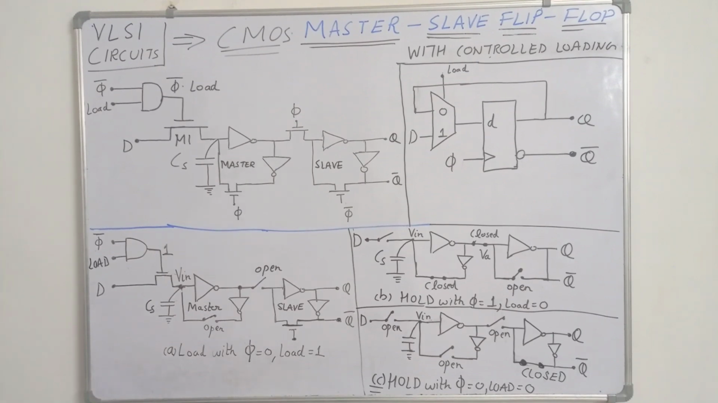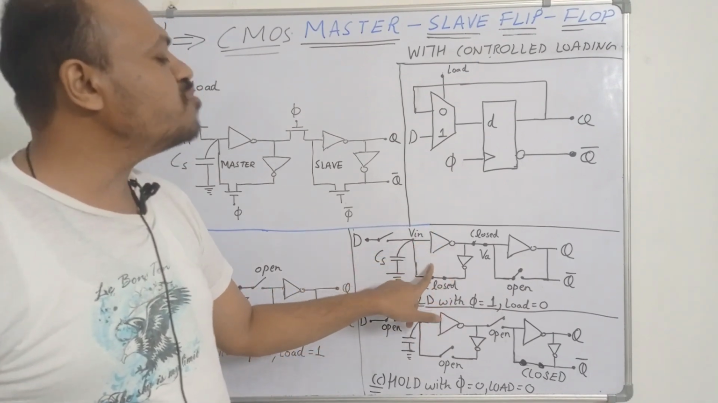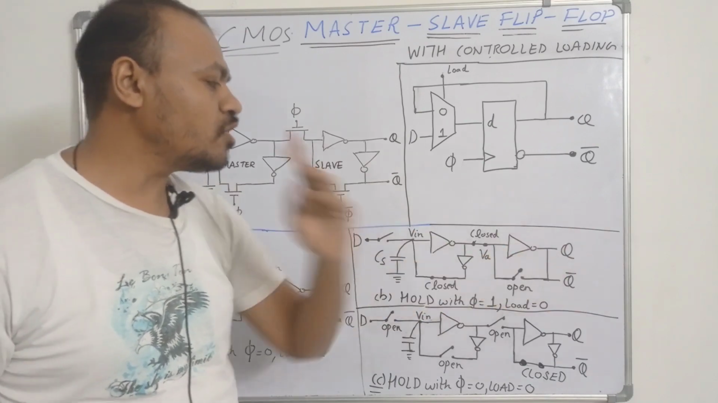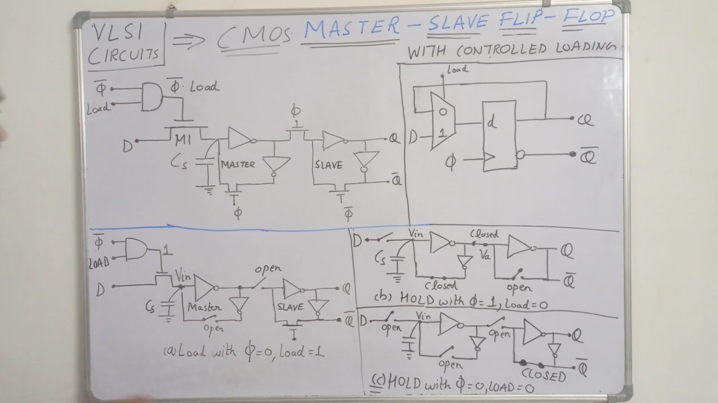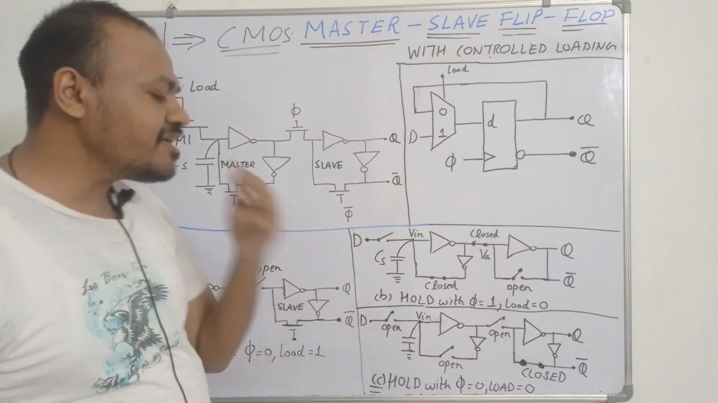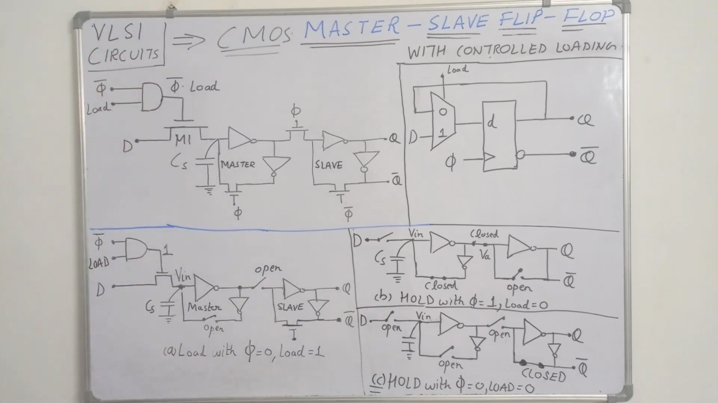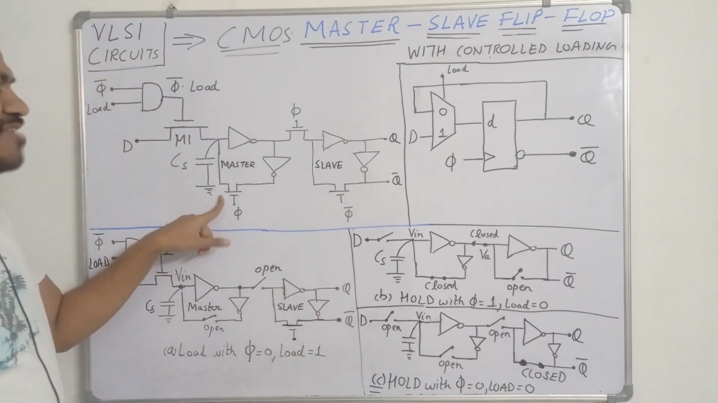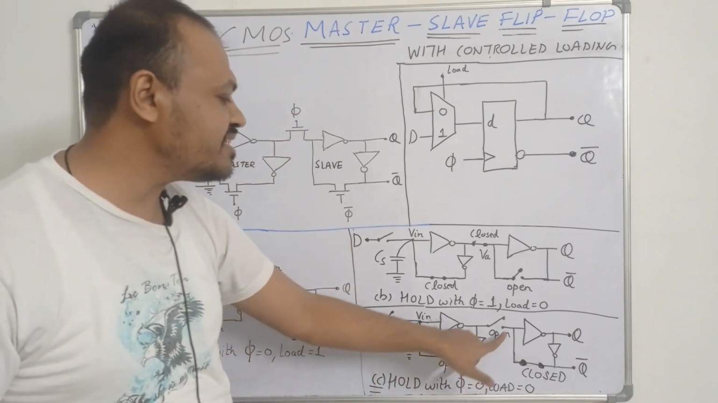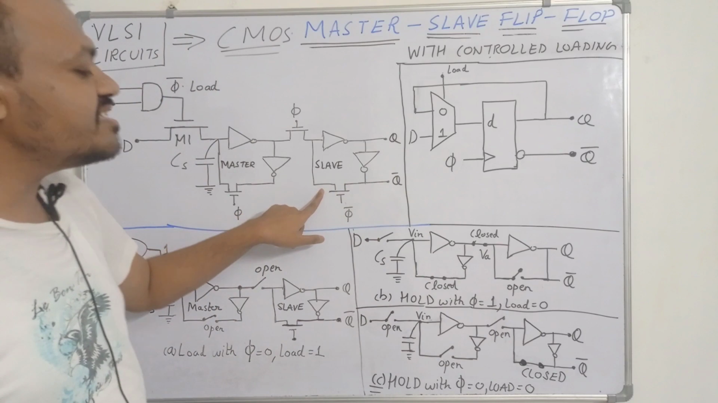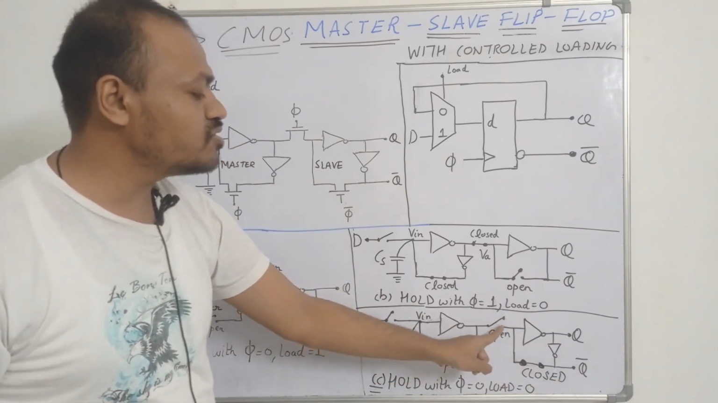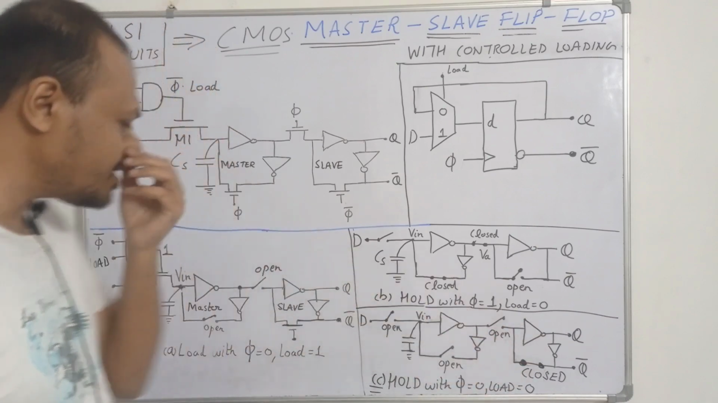Because the master feedback loop is closed, the input is transferred to the slave and to the output also. Now the third state, when hold is with phi equal to 0. As you can see, in this case this transistor will be open and this transistor will also be open, and this transistor will be closed. So the master loop is open in this case.